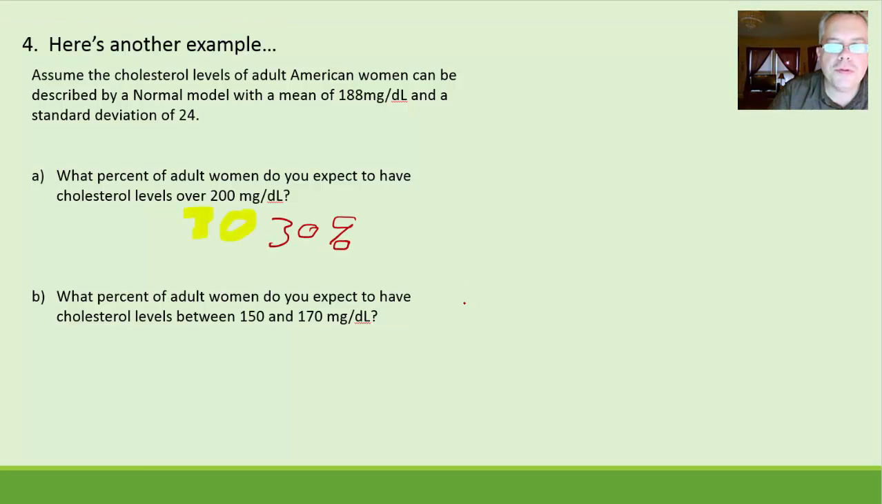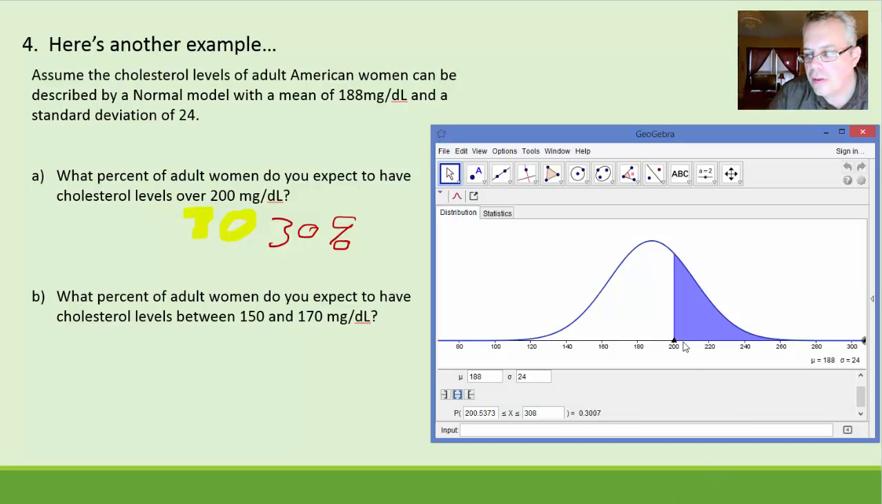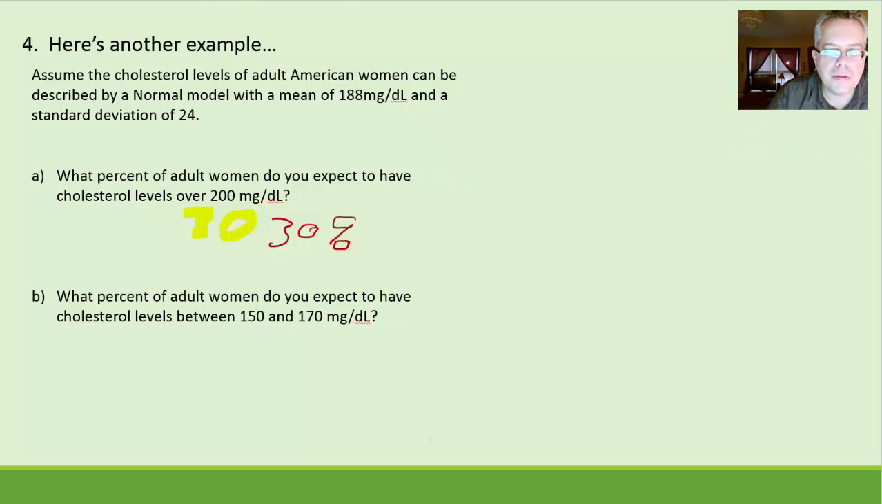What percent of adult women would you expect to have cholesterol levels between 150 and 170? Okay, so let's move the sliders between 150 and 170. So let's see how much area we have between 150 and 170. That's about it there. Looks like about 17%. 0.1703 is that area. Since it's out of 1, that's 17.03%. So let me record that. So 17%.